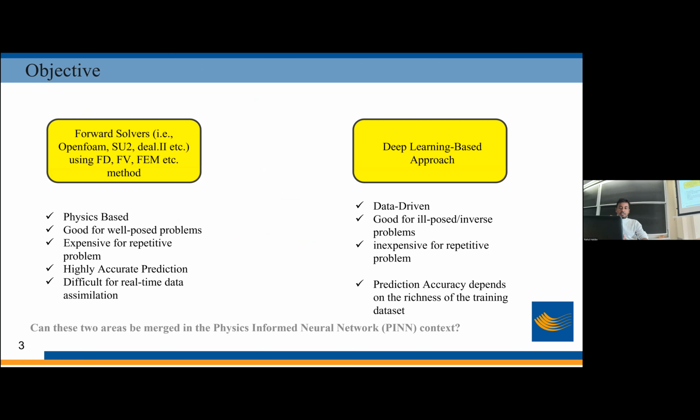So what is the objective of this work? As I told you, there are forward solvers available for CFD simulations like OpenFOAM, SU2, deal.II, etc. They use finite difference, finite volume, or finite element approaches. They are physics-based and good for well-posed problems, and they give very highly accurate predictions, but they are expensive for repetitive problems and difficult for real-time data assimilation. On the other hand, data-driven approaches are good for ill-posed or inverse problems, but the prediction accuracy depends on the richness of the training data set. So our idea is: can these two areas be merged in the physics-informed neural network context?